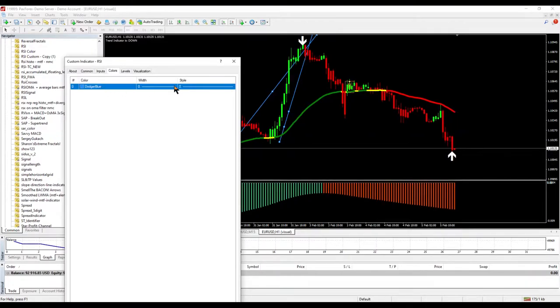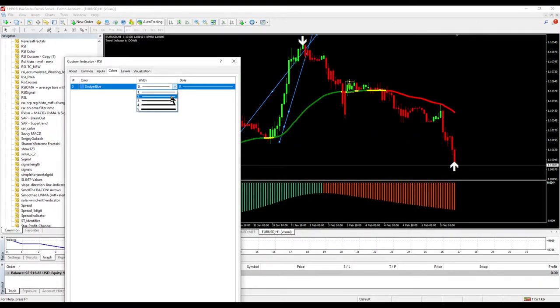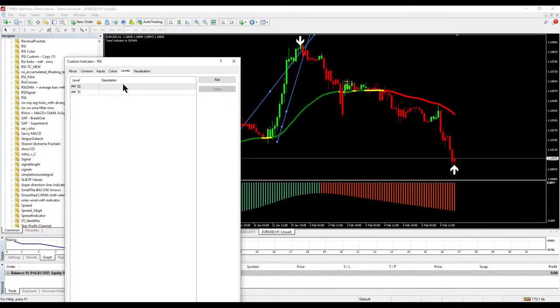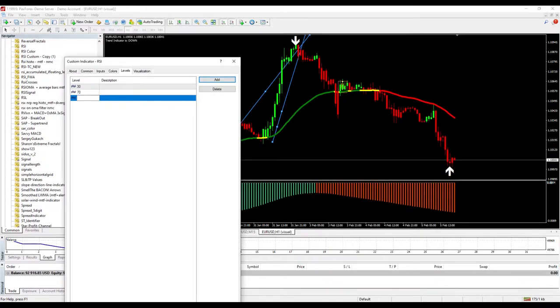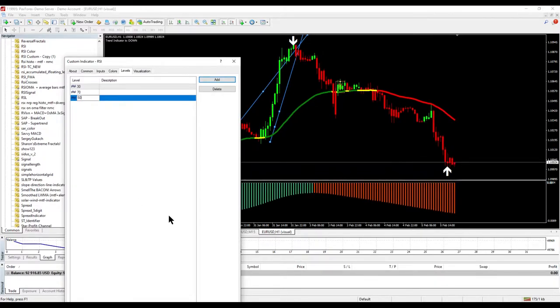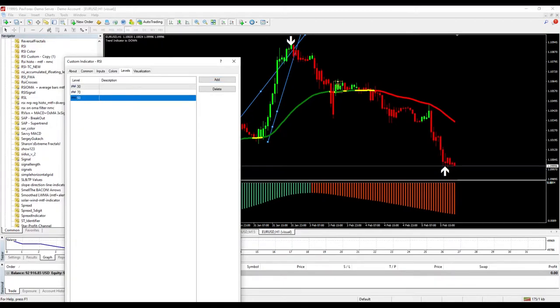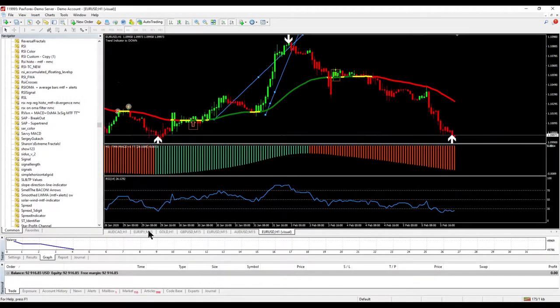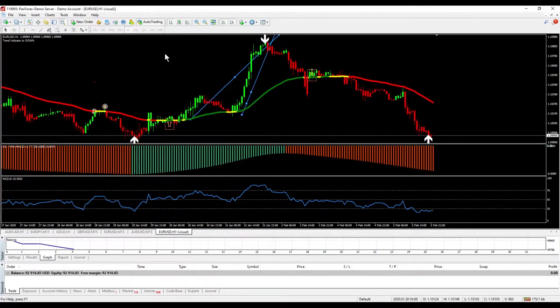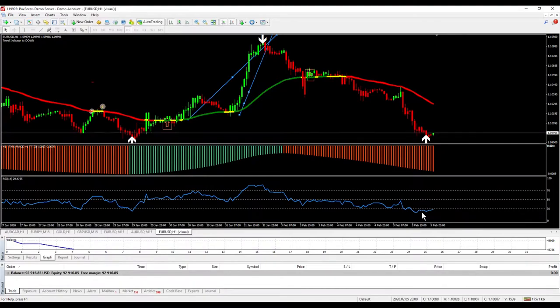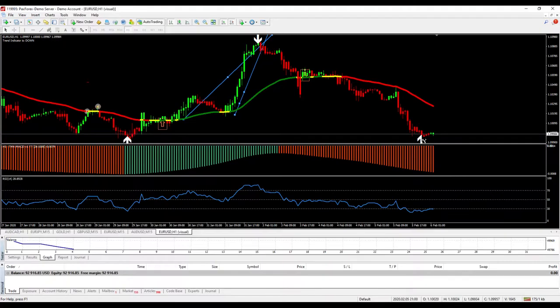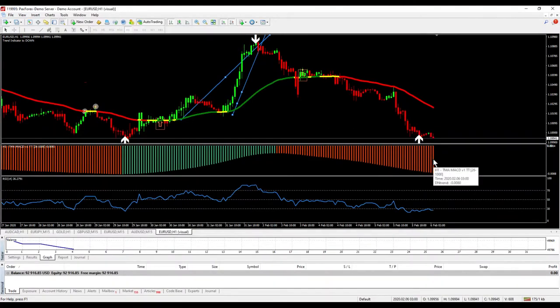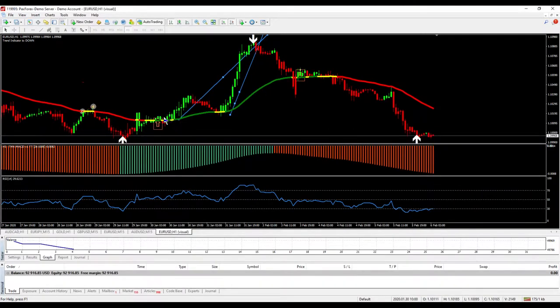All we want to do is have a color we want. Take it to a number 2. Levels, we want to add a 50. Press OK. Boom. So now you know how to put that on there. Now what this does is once you see it, like we went below the 30, as this pops back up, you know that you possibly have another buy trade besides just the arrow telling you. So let's see when we get that.